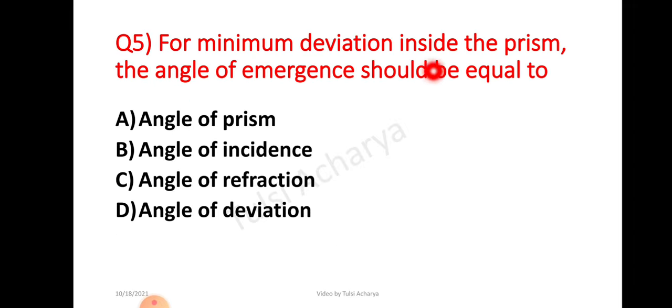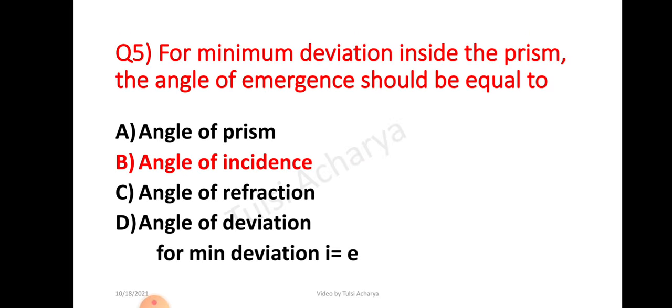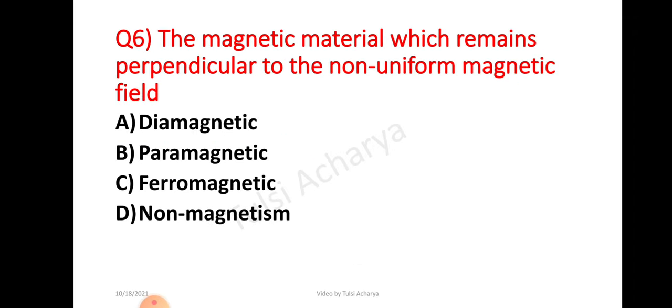For the minimum deviation inside the prism, the angle of emergence should be equal to. The angle of emergence should be equal to the angle of incidence for the minimum deviation, that is option choice B, the correct one. I must be equal to E. Now let's move to question number 6.